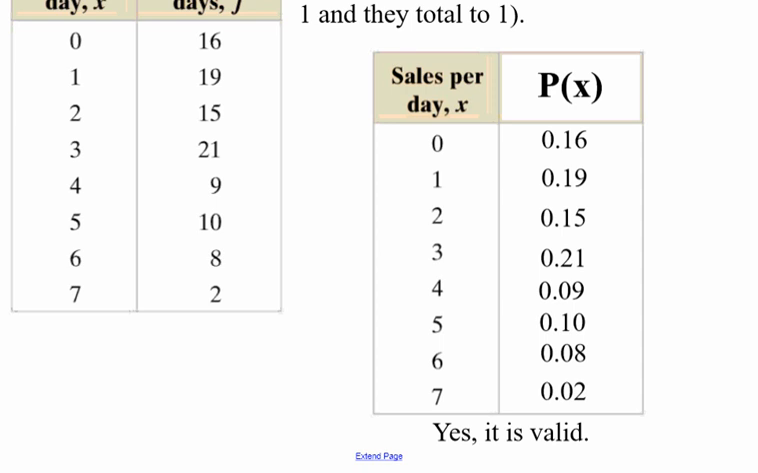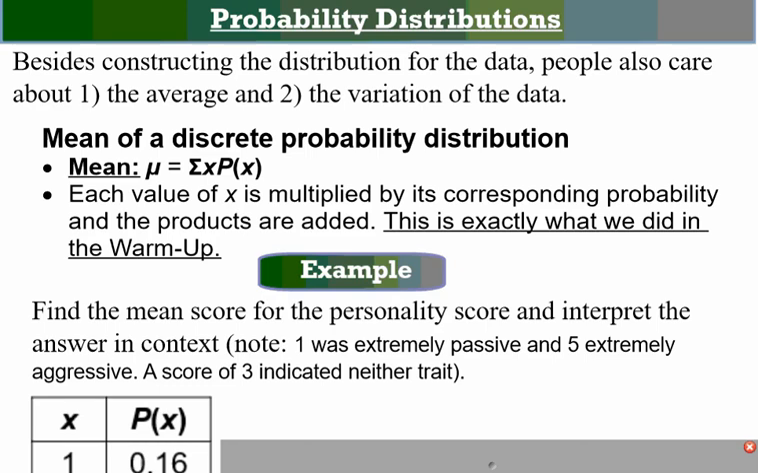And yes, it's valid. Each of them is between 0 and 1, and because this was added up to 100 days, they're going to add up to 100%. Besides constructing the distribution for the data, people also care about 1, the average, and 2, the variation of the data. The average we call the mean.